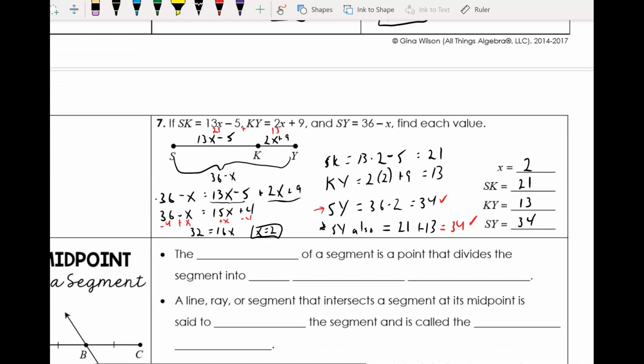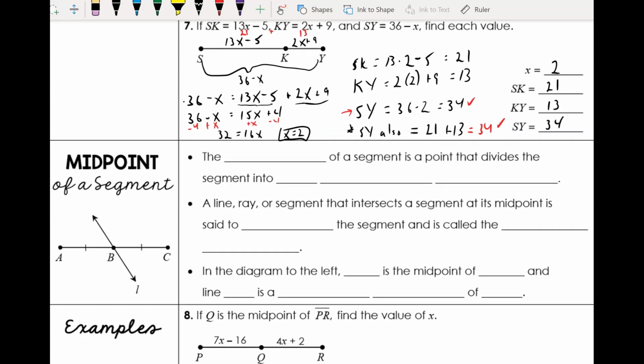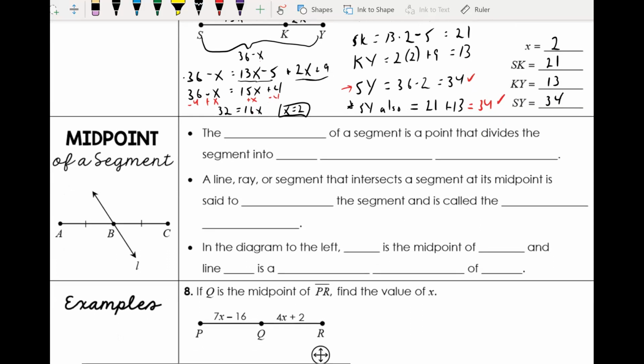Okay, what's next here? We have 4 minutes, so I think we can do this in 4 minutes. I'm trying to keep these all under 15 minutes. The midpoint of a segment means that you've got two equal parts. So the midpoint divides a segment into two equal segments, so two equal or congruent segments.